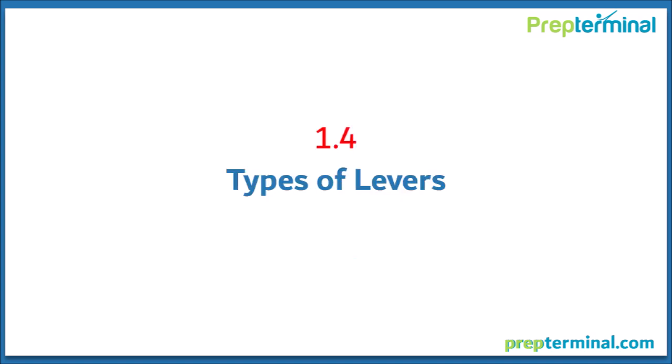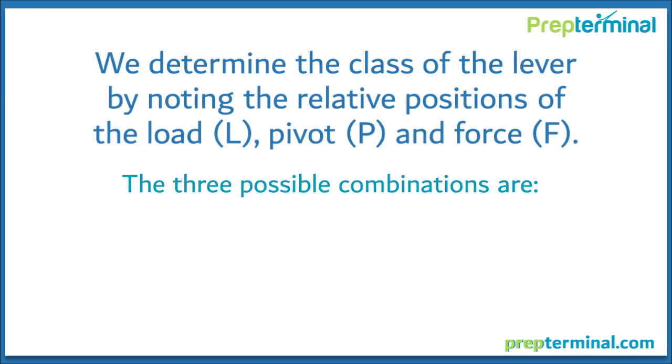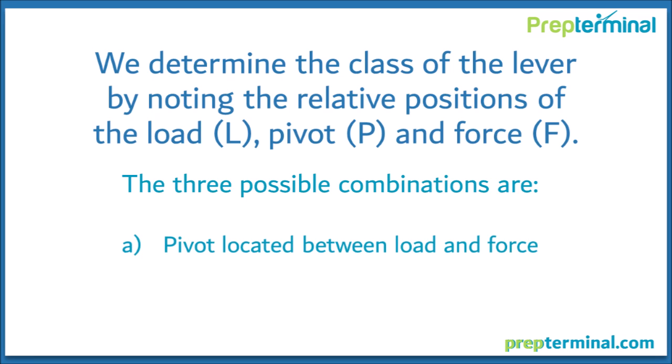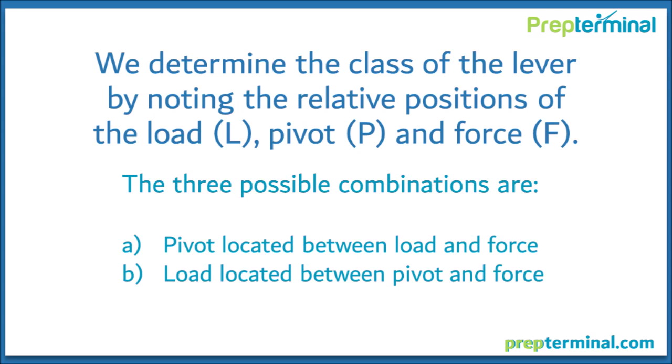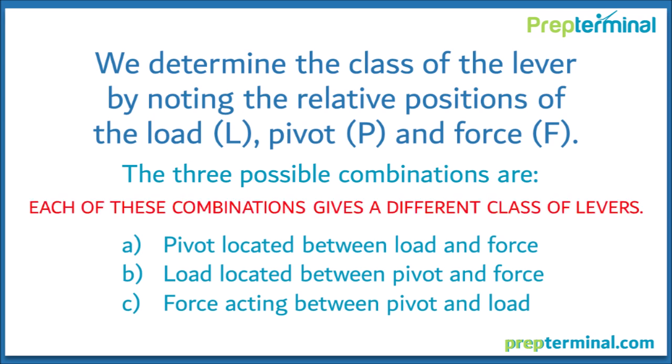1.4 Types of levers. We determine the class of the lever by noting the relative positions of the load, L, pivot, P, and force, F. The 3 possible combinations are: pivot located between load and force, load located between pivot and force, and force acting between pivot and load. Each of these combinations gives a different class of levers.